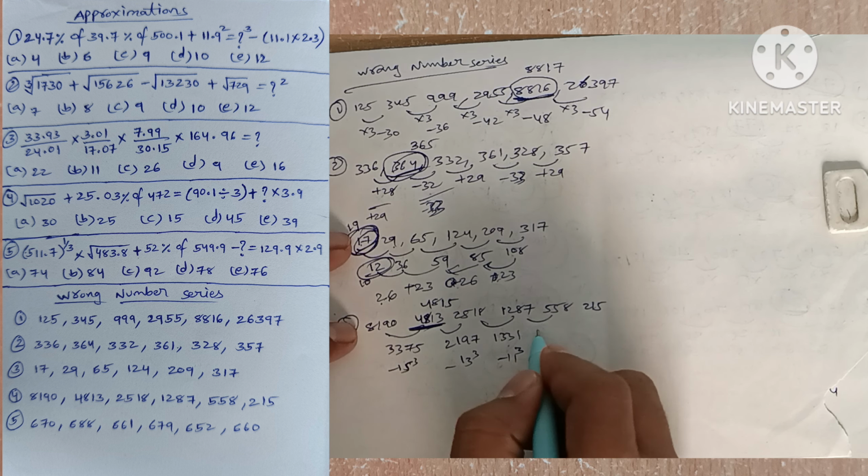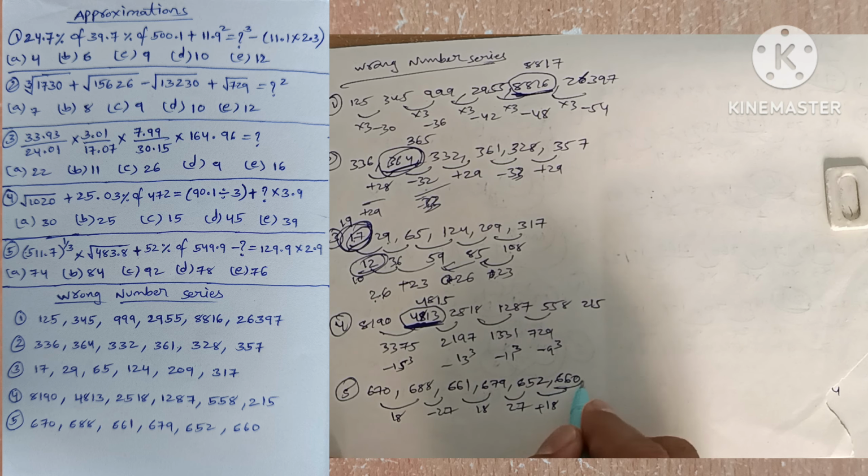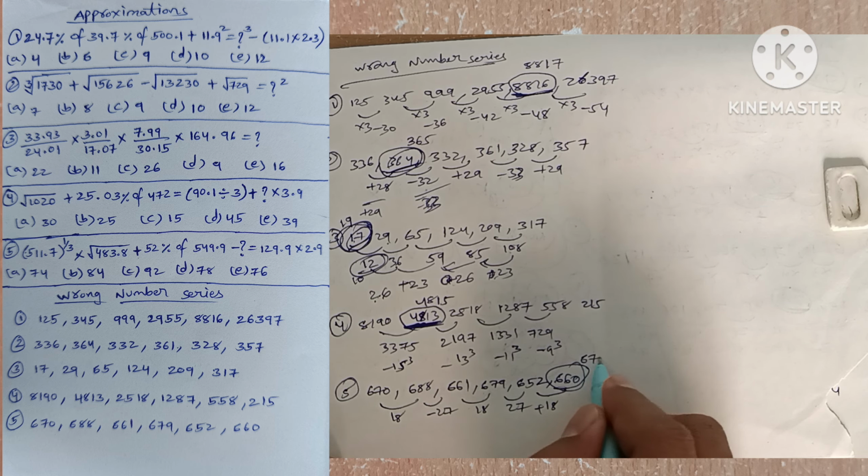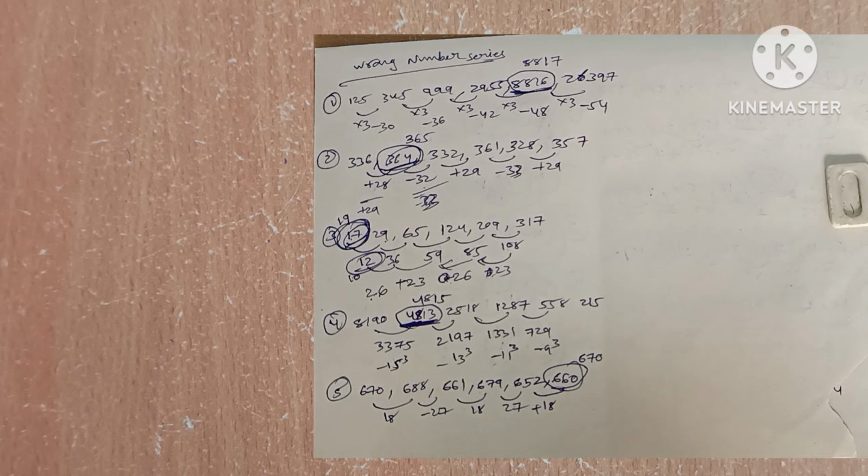Question number 5. 670, 688, 661, 679, 652, 660. Here the difference is 18. Here the difference is 27, 18, 27. Here it must be 18, so our wrong number is this one. Right number is 670. Now we are moving to missing number series.